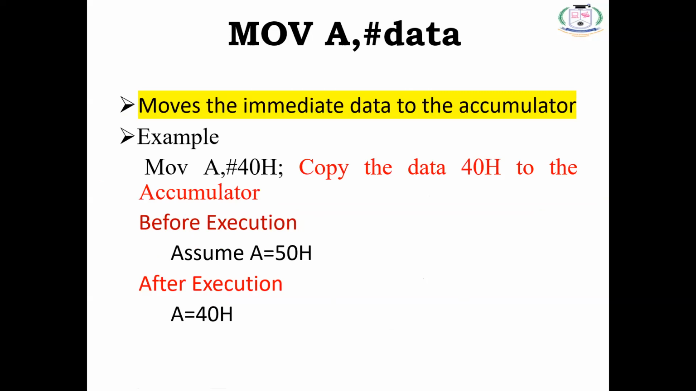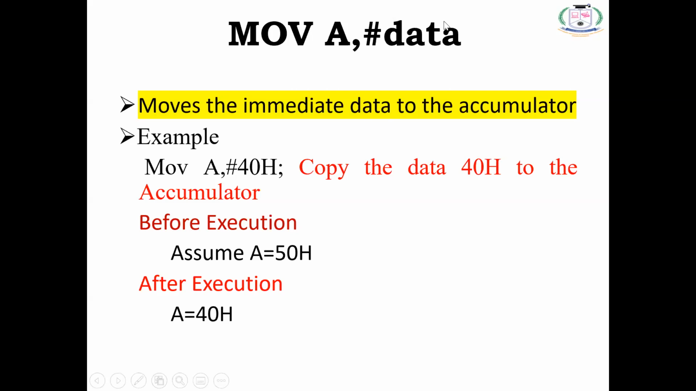Okay. Now Harshavardhan, I think now you explain this instruction. MOV A comma hash data. Explain it. The data 40H is transferred to the accumulator, ma'am.